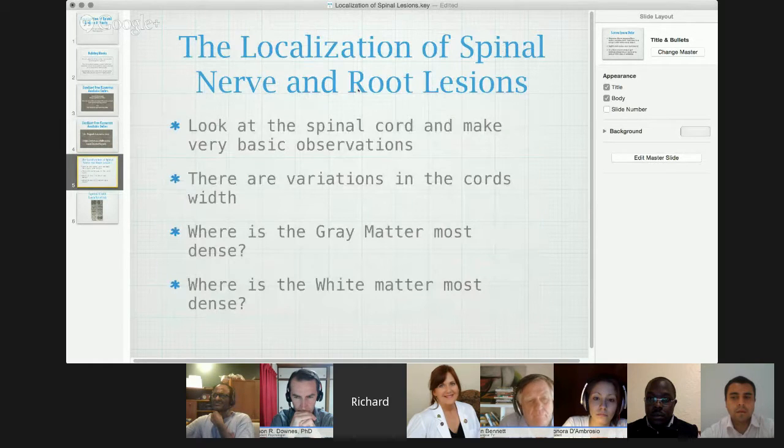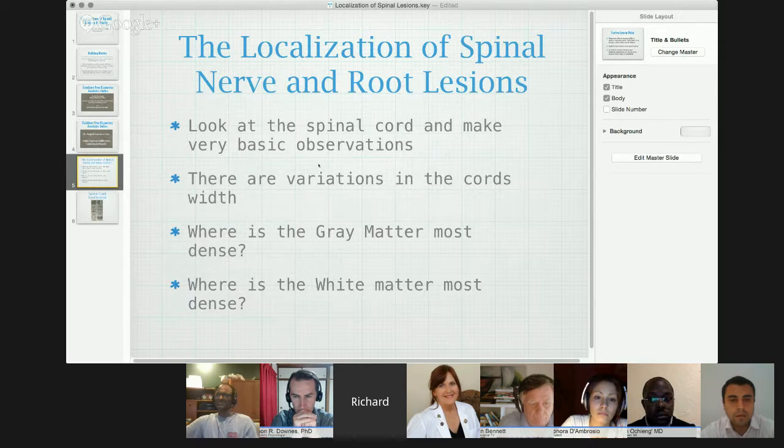So, I was trying to think of how you want to get the localization of spinal nerve and root lesions. When you're just learning these, it's a good idea to start out very general. If you can look at a spinal cord grossly, or at least a diagram of it, you can make a few really basic observations. You look at the cord and you see where the cord widens, and that's where your extremity roots come off. Those are expansions in the cervical spine and in the thoracolumbar spine, mostly the lumbosacral spine, I'm sorry.